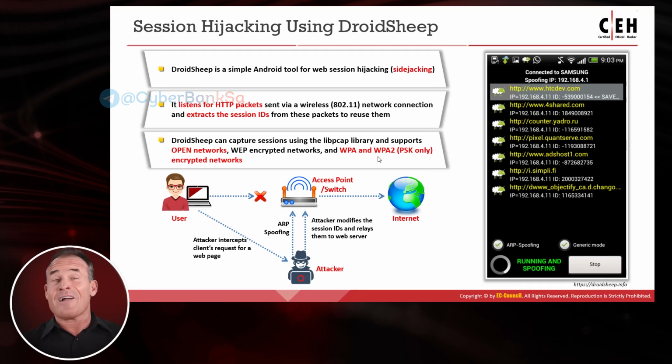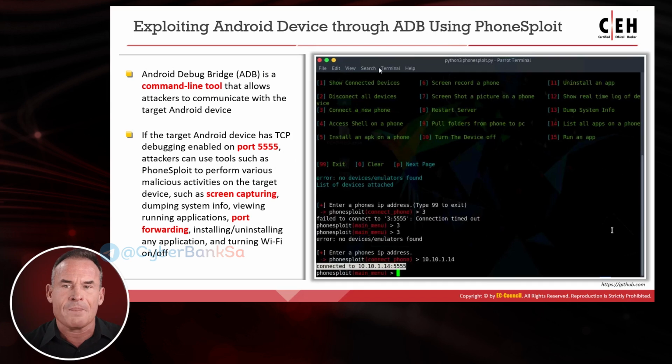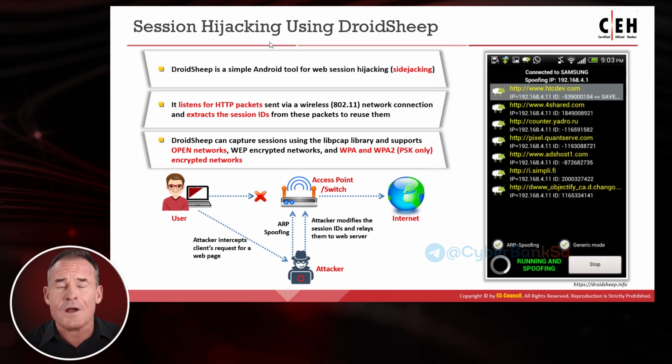Okay, the gains are I've got more control of the device, and I can install tools like DroidSheep or FaceSniff, which is coming up here in just a second. All right, DroidSheep is an automated session hijacking tool, really cool, that does man-in-the-middle ARP poisoning and session hijacking, very similar to what I showed you in the sidejacking attack in our session hijacking module.